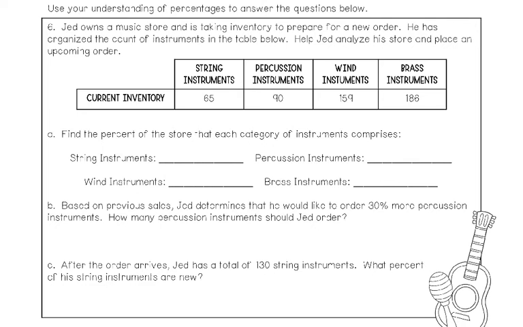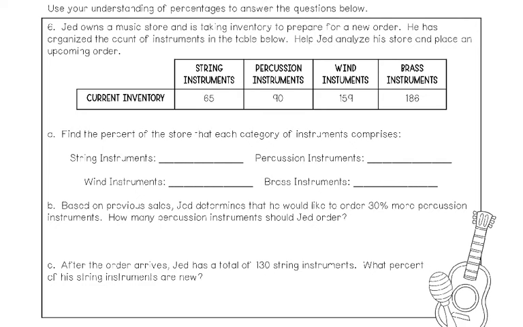It says, Jed owns a music store and is taking inventory, which means that he's just taking into stock what he has of each instrument for a new order. He has organized the count of instruments in the table below. Help Jed analyze his store and place an upcoming order. So part A says, find the percent of the store that each category of instruments comprises. That's a big, long, fancy way of saying how much of each thing is there as a percent.